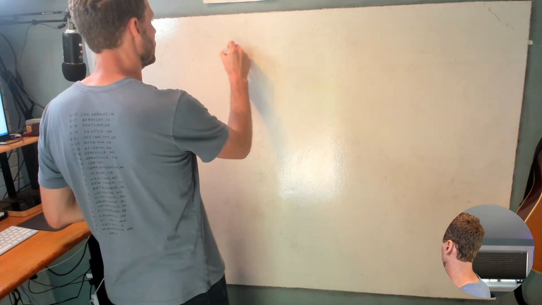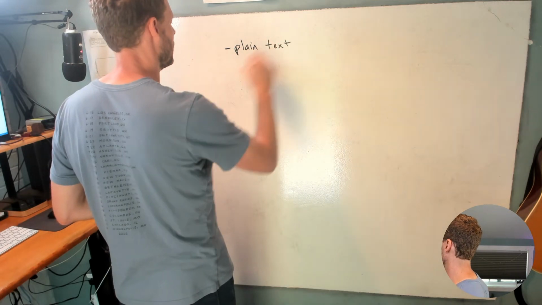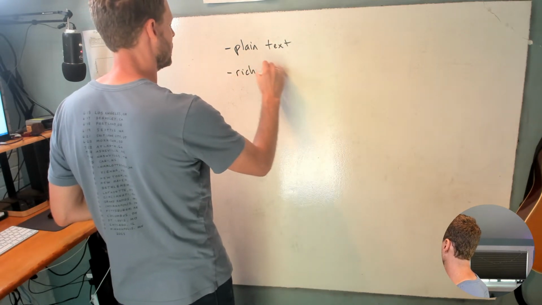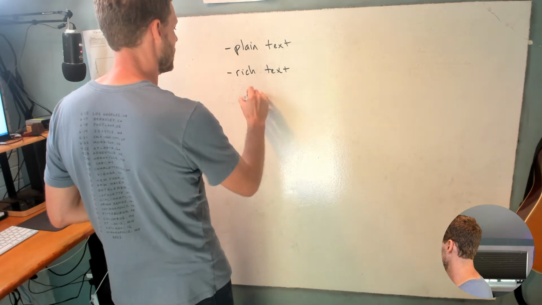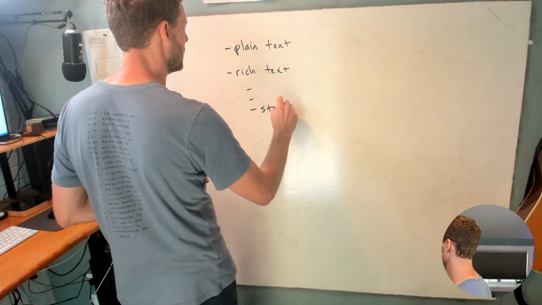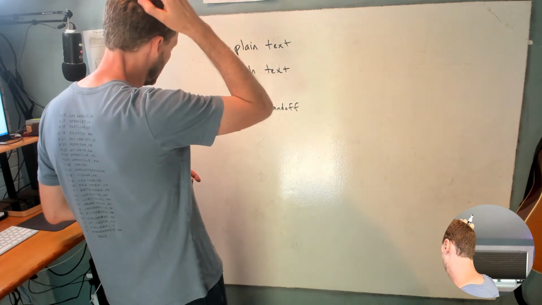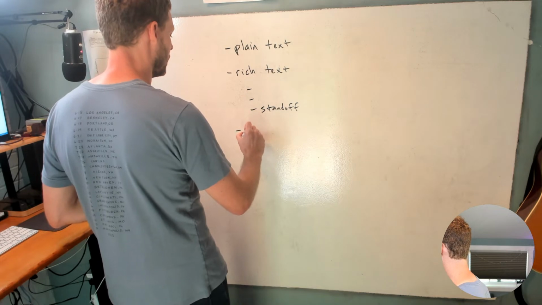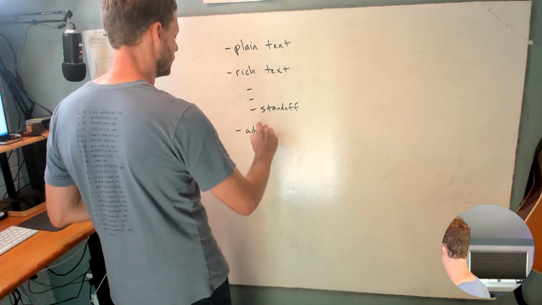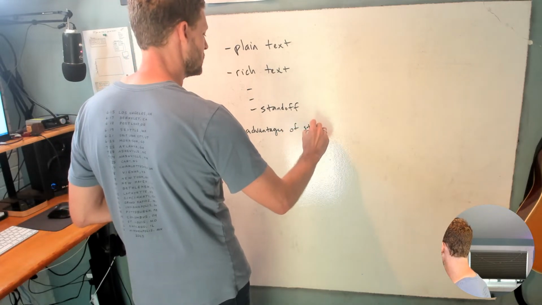So it's sort of plain text, and then I want to introduce rich text at the high level, and then the three different ways to do it, the last of them being standoff. And then after that, I want to talk about some of the advantages of standoff, like show off some of the things that it can do.